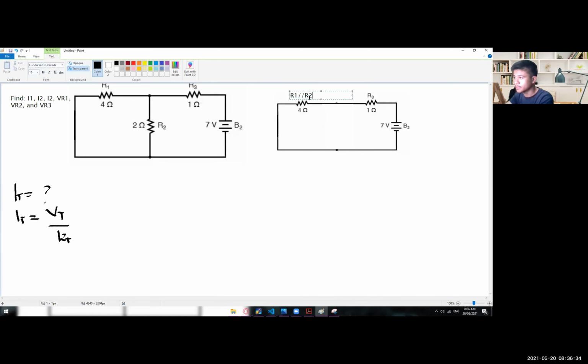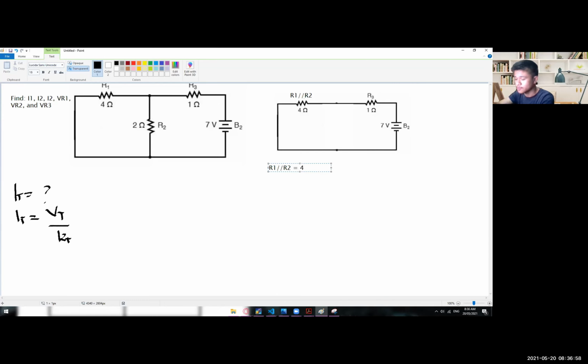R1 parallel to R2. Okay, let me try to use this extractor instead of using paint. All right. So in order for us to get the value of R1 and R2, again, we need the formula. It's difficult to have a numerator and denominator regarding this one.